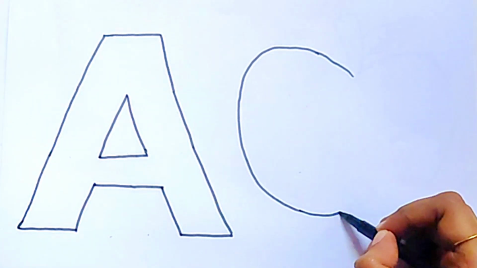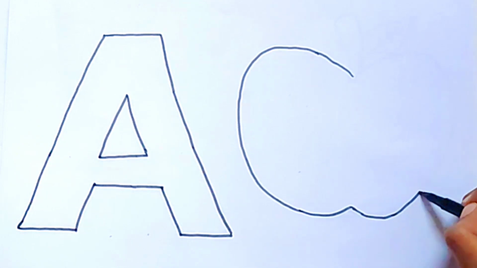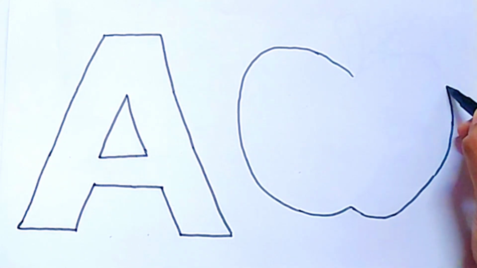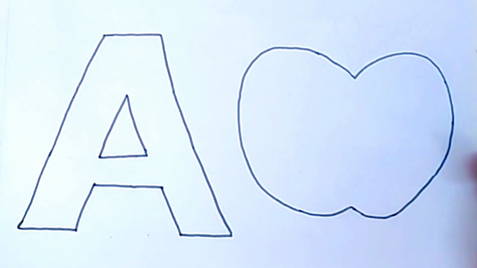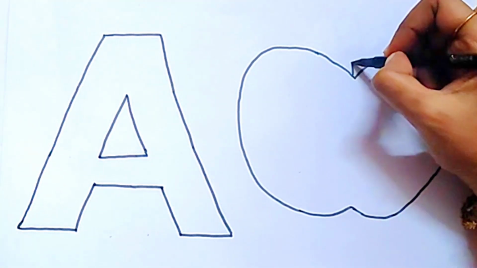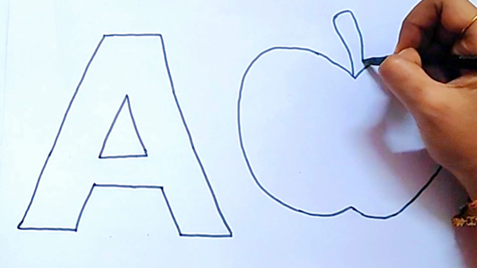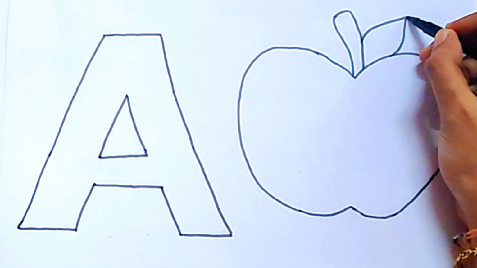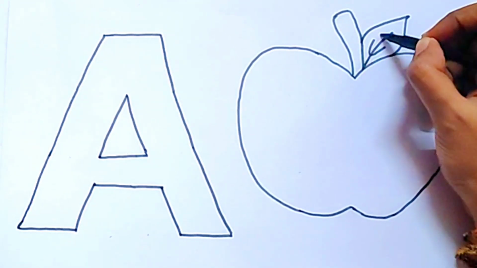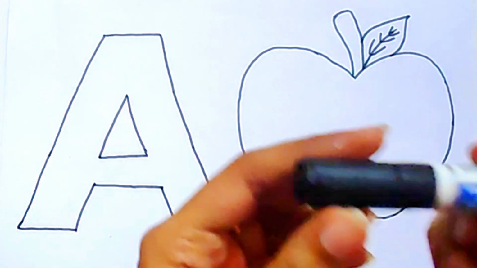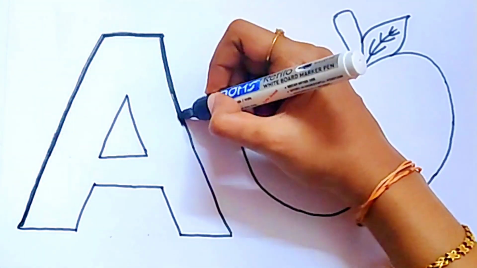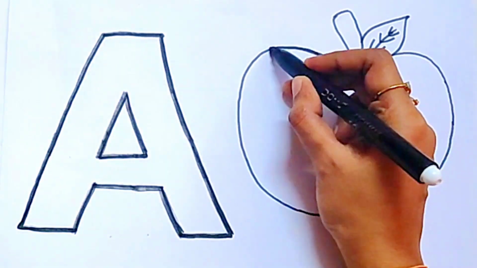A for apple. A-P-P-L-E, apple. Let's draw the leaf of the apple. Now I'm going to use this marker to make it more attractive.